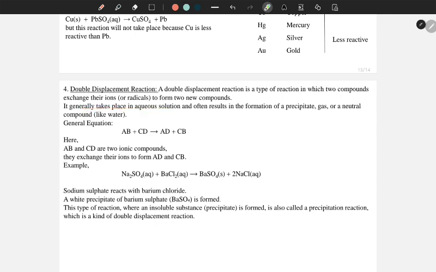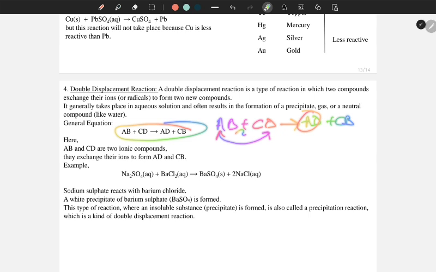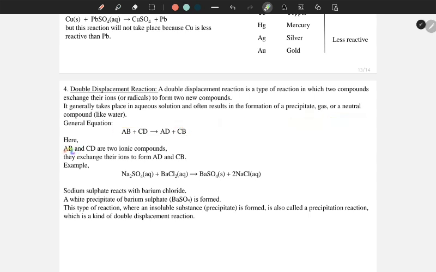Always remember, a double displacement reaction takes place in aqueous solution and often results in the formation of a precipitate. Either it will give a precipitate or a gas or a neutral compound like water. So the general equation is this: AB reacts with CD and gives AD plus CB. A exchanges the ion with D and forms AD, and B exchanges the ion with C and forms CB. So AB and CD are two ionic compounds. They exchange the ions to form AD and CB.